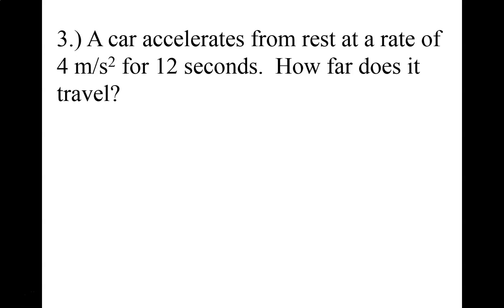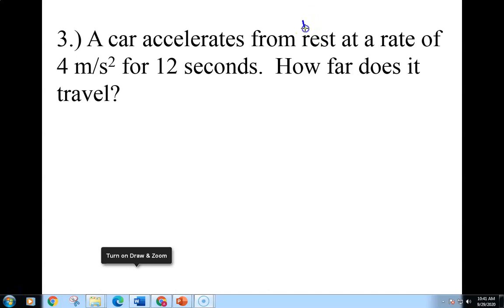I've got 2 more examples, this and 1 more. A car accelerates from rest at a rate of 4 meters per second squared for 12 seconds. How far does it travel? Let's underline and see what we're given. v1 equals 0. 4 meters per second squared tells me that's my acceleration. The 12 seconds tells me that's my time. And how far does it travel? Again, we're looking for displacement, delta x.